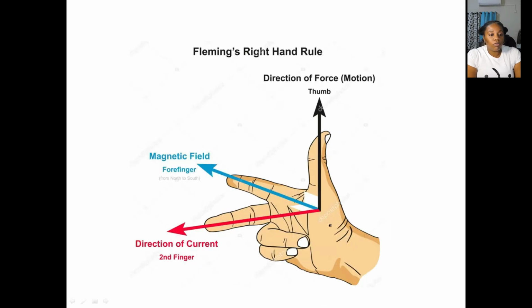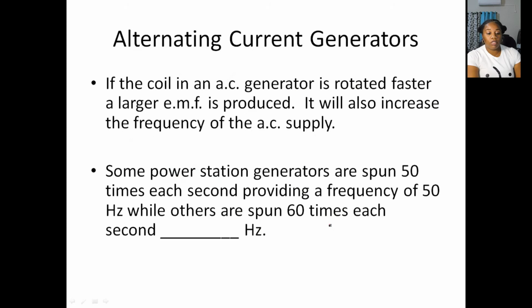Fleming's right-hand rule uses the same idea. You have the thumb for motion, the magnetic field is the second finger, and the direction of current is the third finger, right? So here we have that. So we have the motion in your thumb, the magnetic field in your finger, and the current is in your third finger. It's the same idea, right? Just one is used for motors and one is used for generators, which is the right hand.